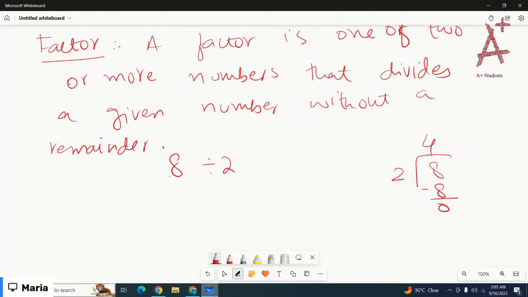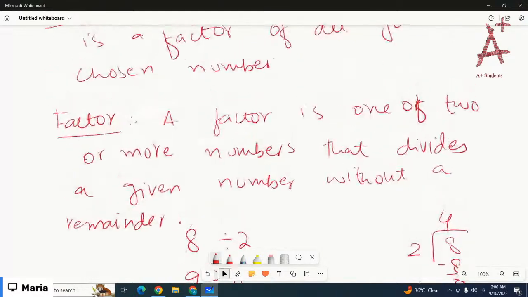The next example: you have another number, 9. When you divide 9 by 2, 2 times 4 is 8, and 9 minus 8 is 1. You have a remainder of 1. 9 is not completely divisible by 2, which means 2 is not a factor of 9. So a factor means that if a number completely divides the given number, then it is a factor.